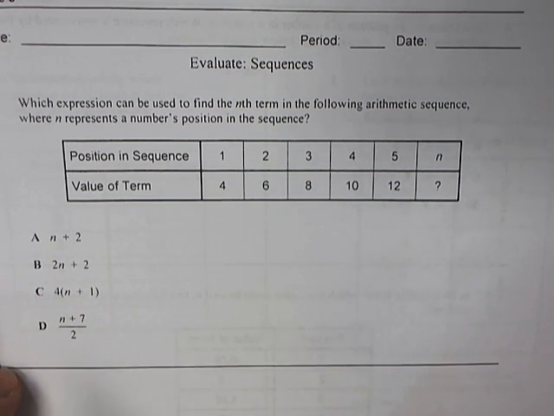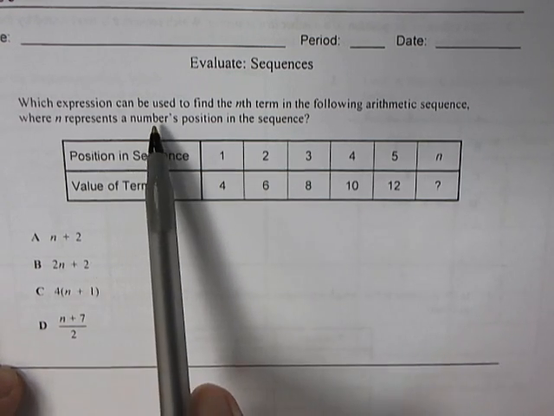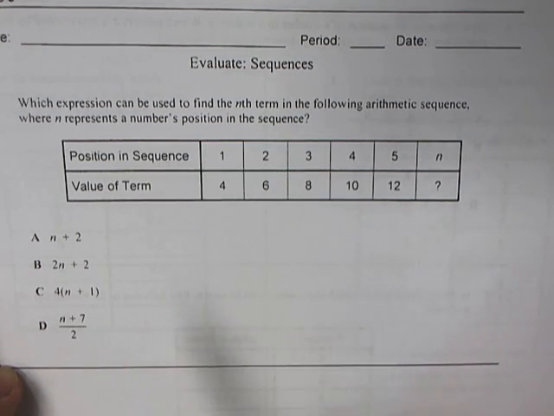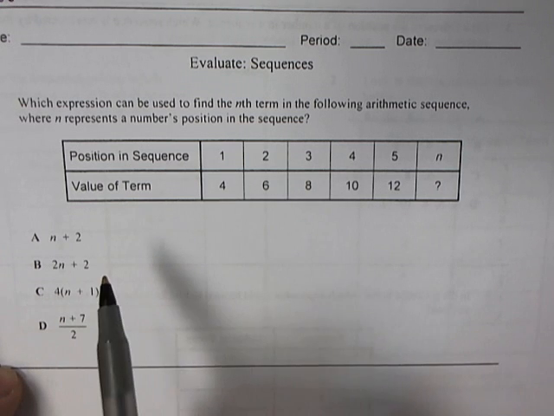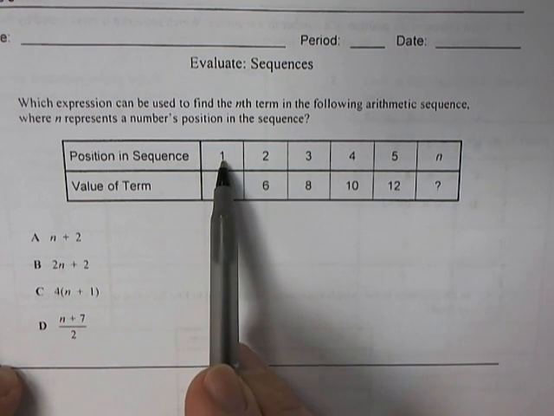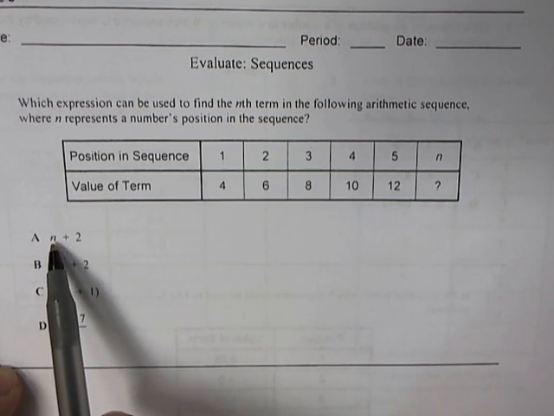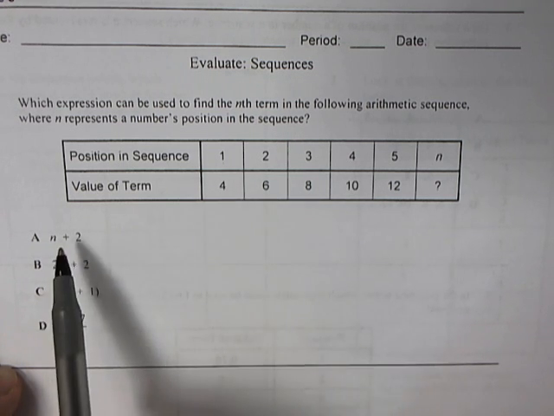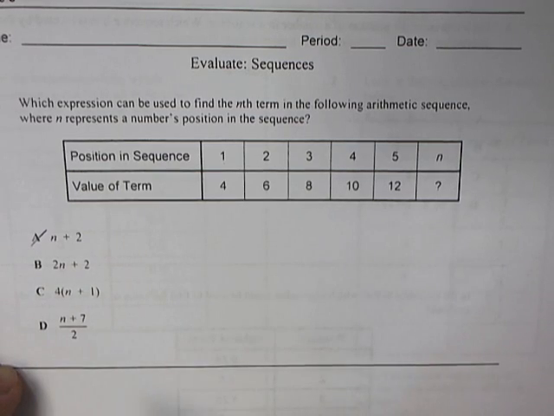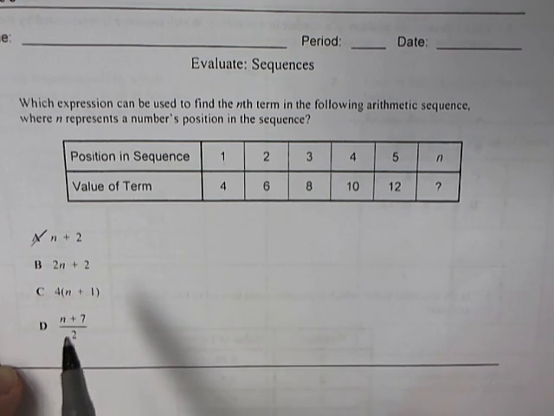Number 1, which expression can be used to find the nth term in the following arithmetic sequence, where n represents a number's position in the sequence? So all we need to do is take position 1 and substitute it into the answer choices to see which one returns a value of 4. So obviously A can't be the correct answer because 1 plus 2 is 3.